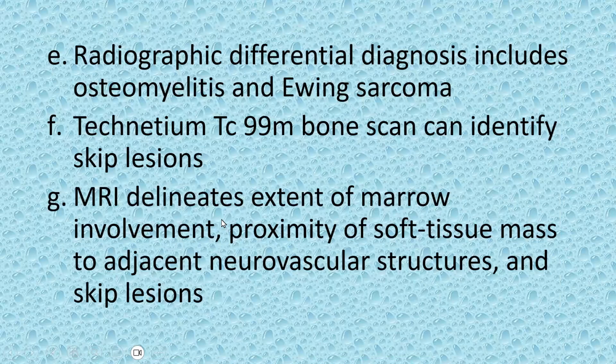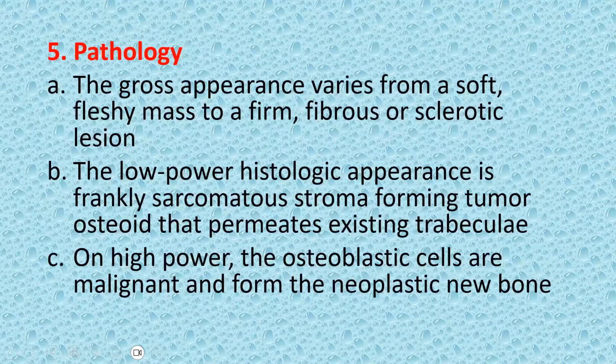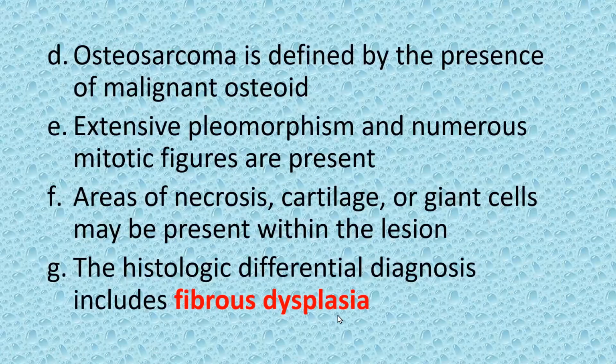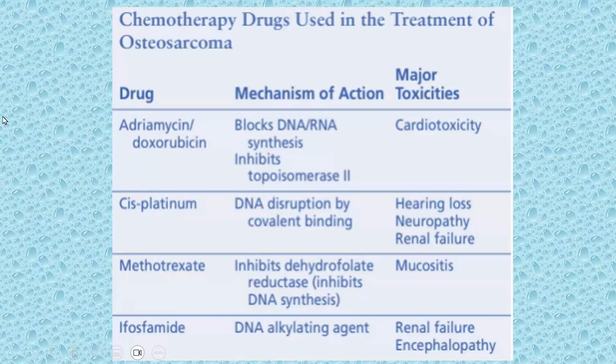I want to see if in this we have a skipped lesion. Let me see. No, not here. I will see it on another view. And that's it. Now, we are using a combination of drugs for osteosarcoma, but you have to know and study this table. This table is important to know the side effects of each of the drugs we use for osteosarcoma.